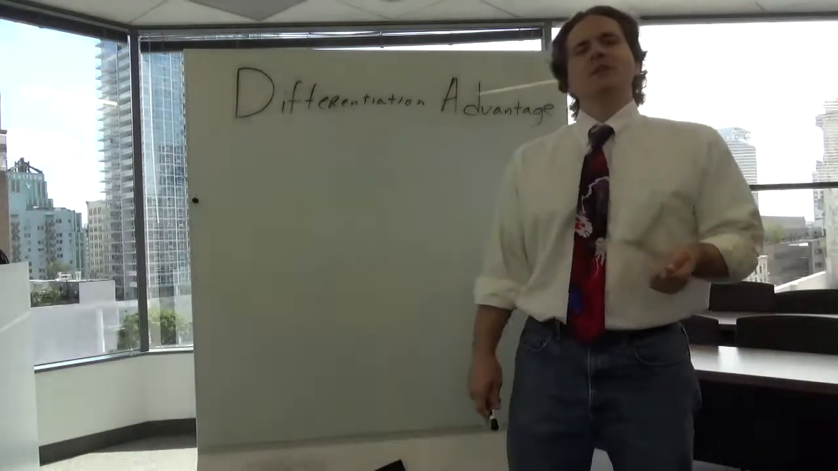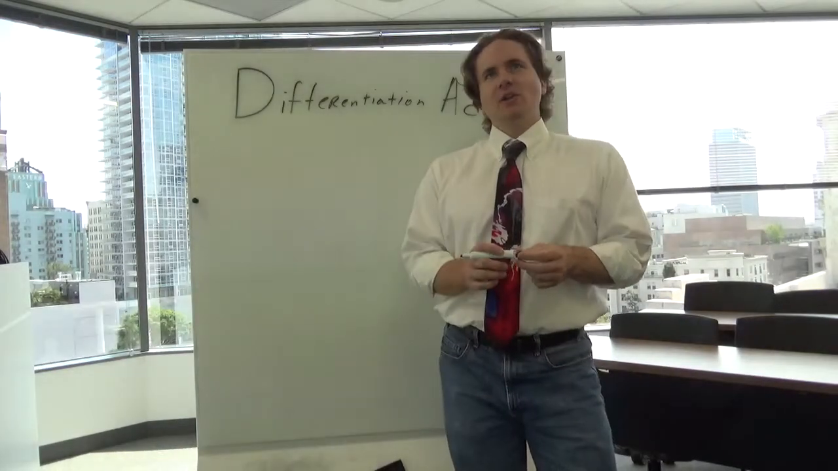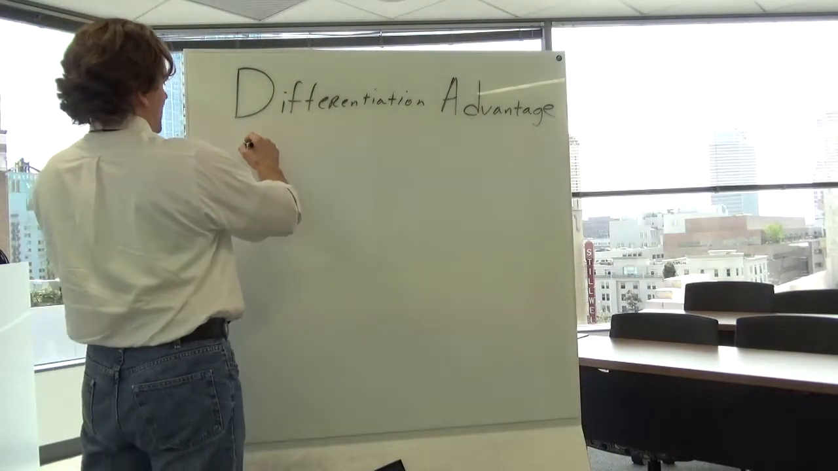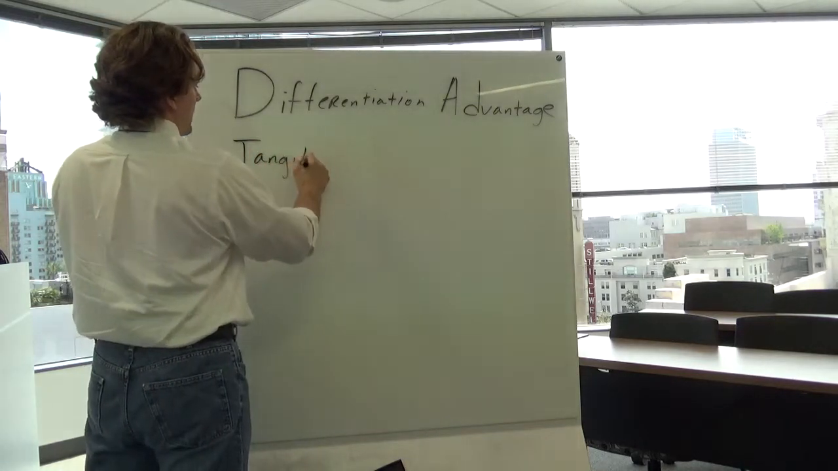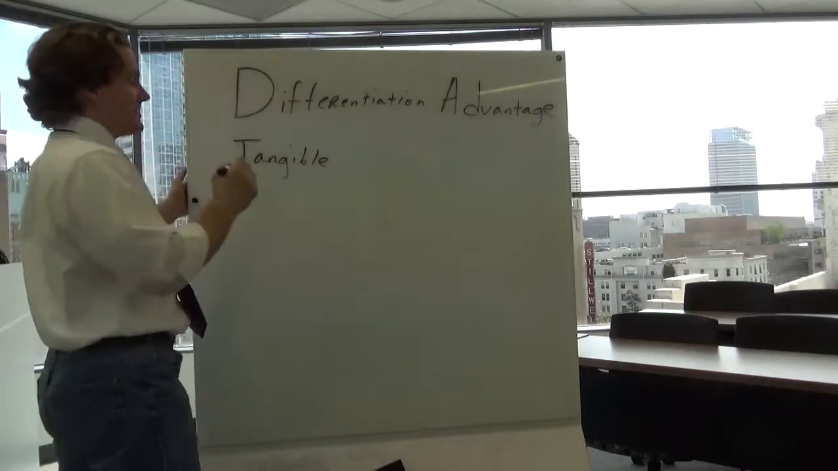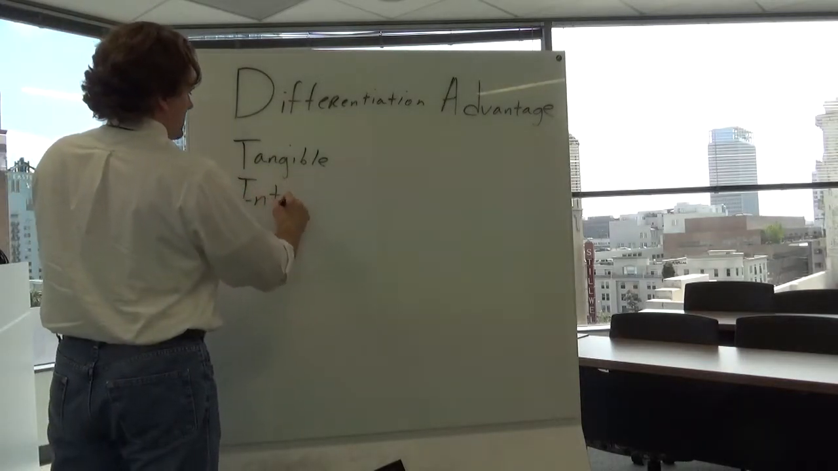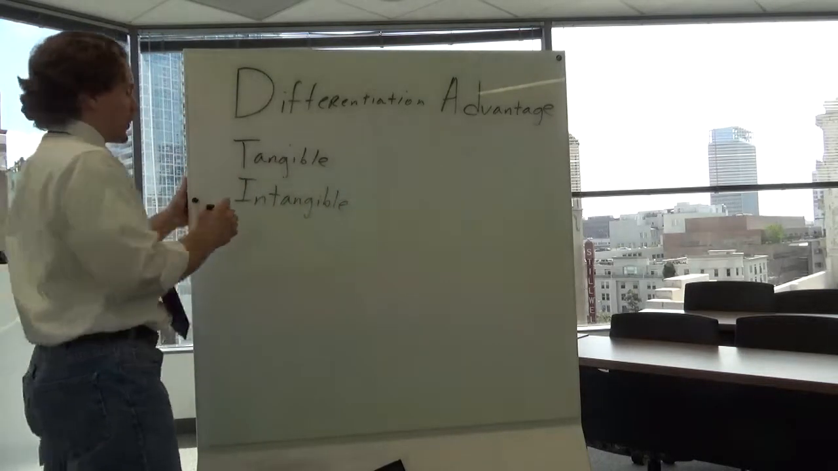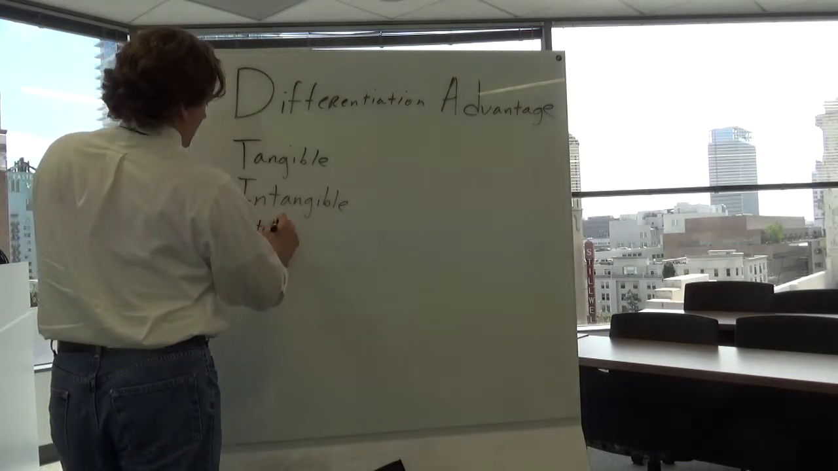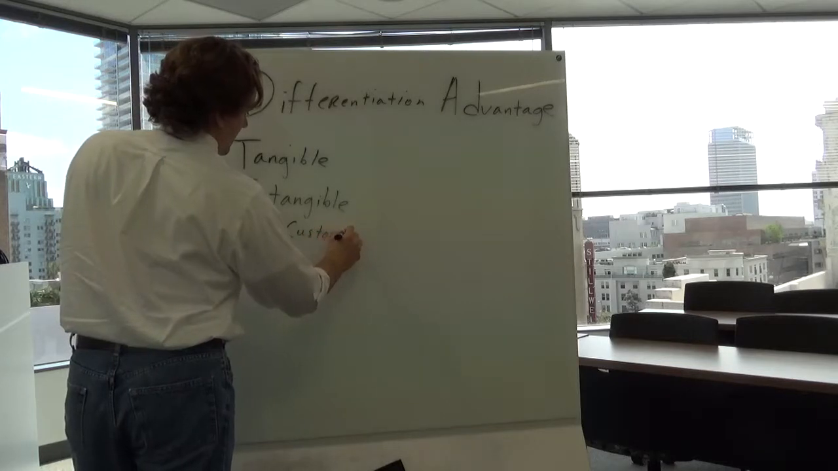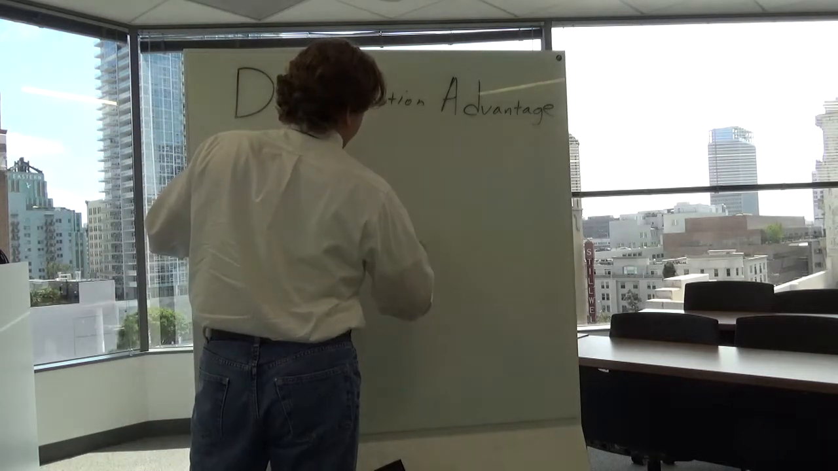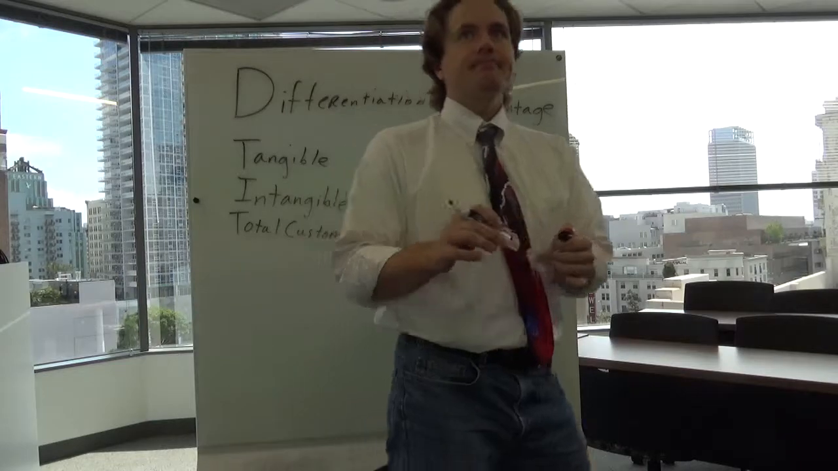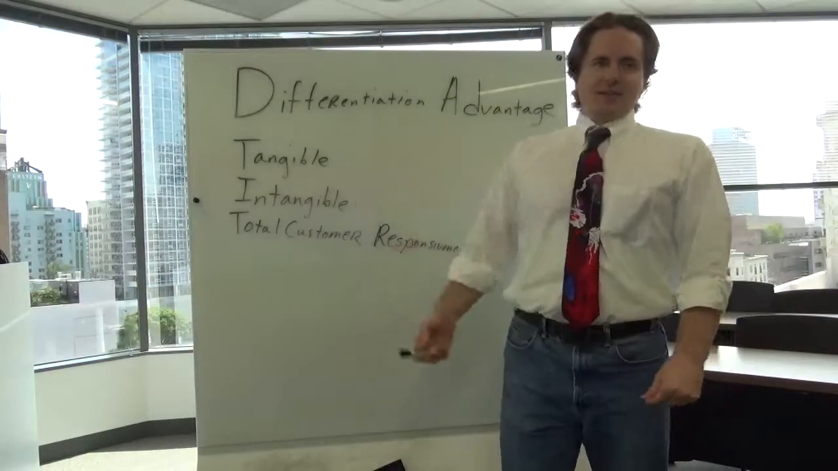So welcome back. We're going to talk a little bit about differentiation axes. And we can kind of group our different axes into three main categories. We've got tangible differentiation. We have intangible. And you've got total customer responsiveness. So these are all different ways that you could differentiate a product.